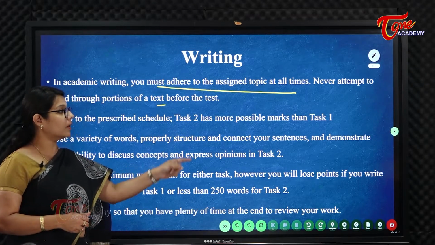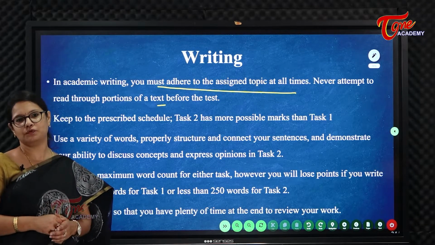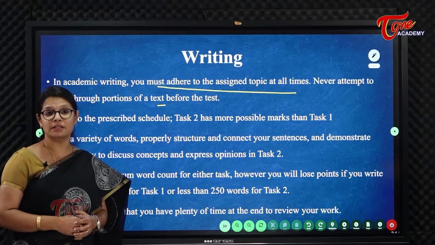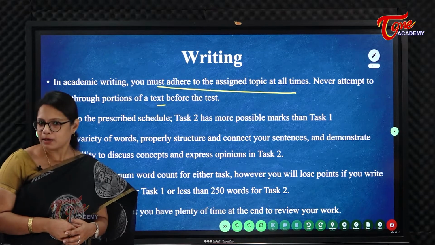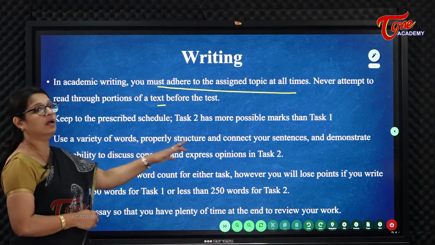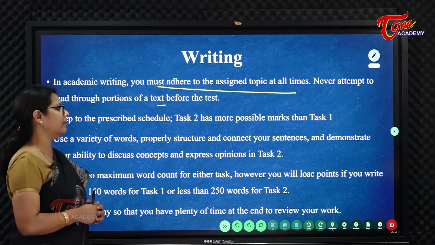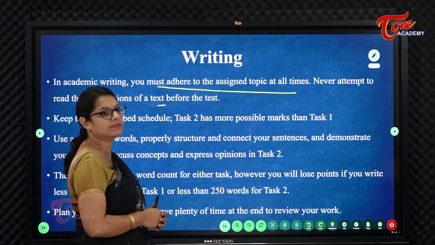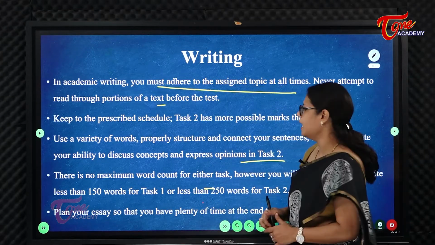Task 2 has more possible marks than task 1. All said and done, task 1 is just an interpretation of a diagram, a pie chart or a bar graph. Whereas task 2 is your argument essay, where depending on the language and the word usage and the vocabulary that you make use of, there are more possibilities of you scoring better than task 1. Now, use a variety of words, structure your essay properly, connect your sentences, and demonstrate your ability to discuss concepts and express opinions in task 2. Keep task 1 very, very simple.